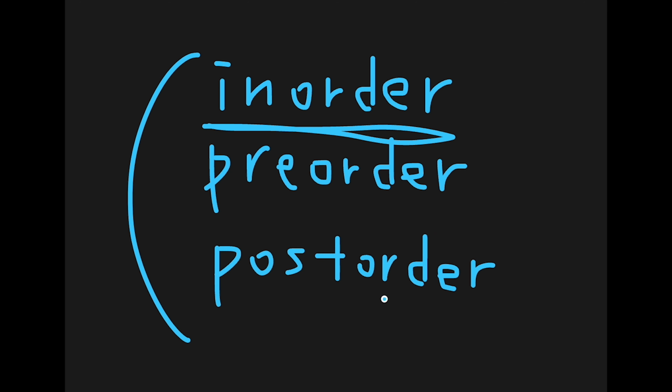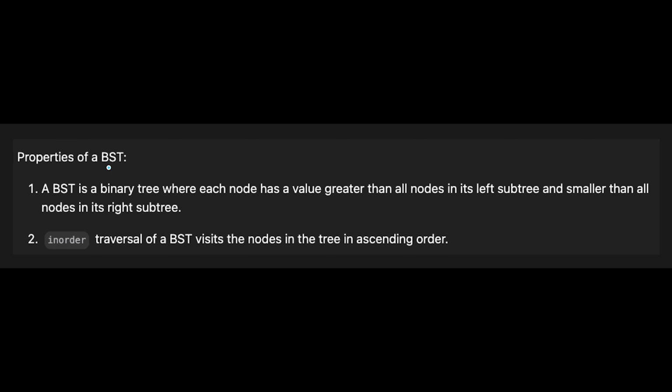The reason why inorder traversal is a good choice for this question is due to the properties of a binary search tree and the fact that inorder traversal visits nodes in ascending order. A binary search tree is a binary tree where each node has a value greater than all nodes in its left subtree and smaller than all nodes in its right subtree. And the inorder traversal of a binary search tree visits the nodes in ascending order.